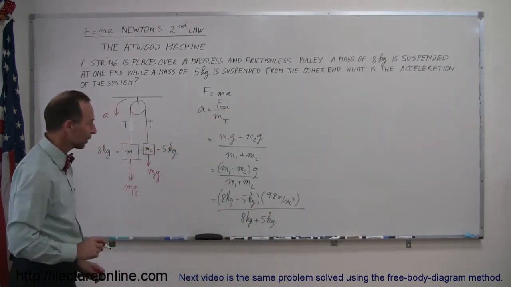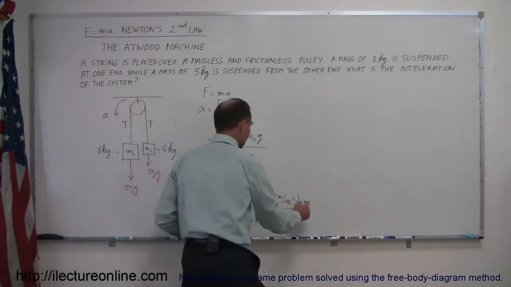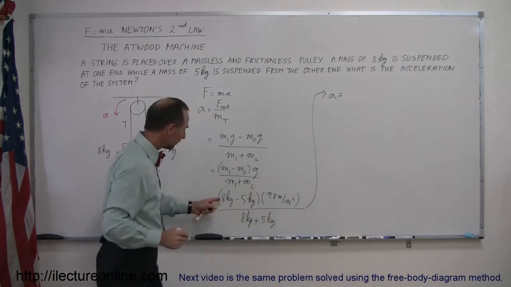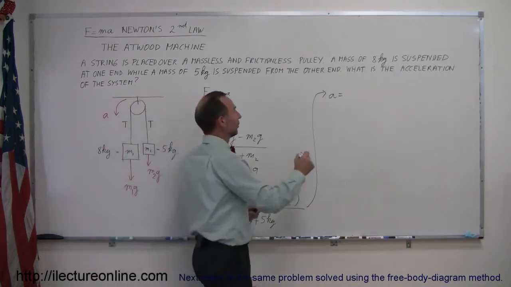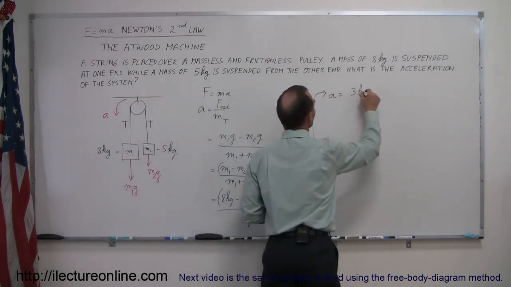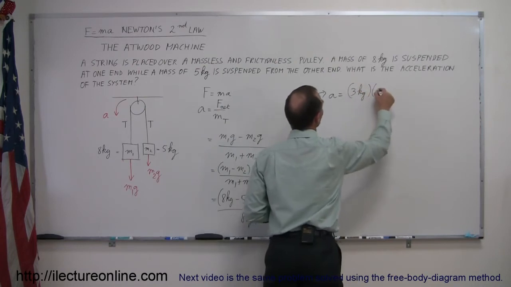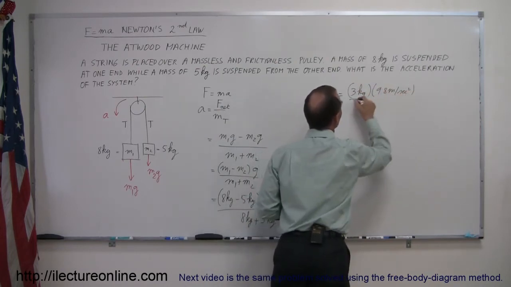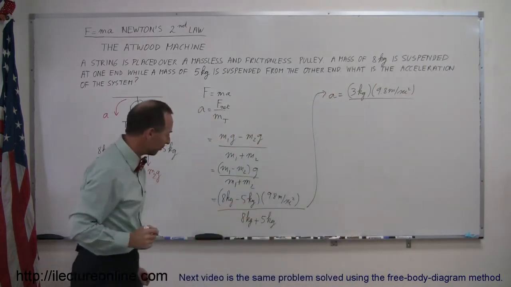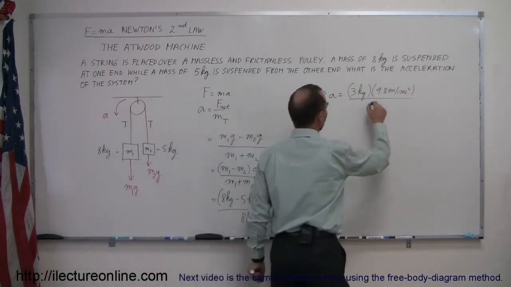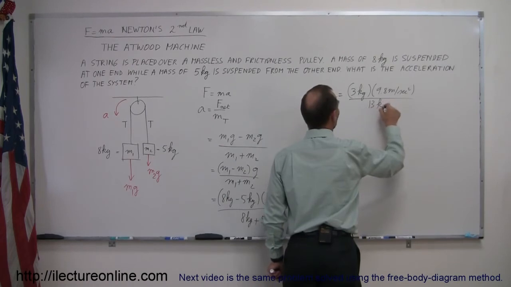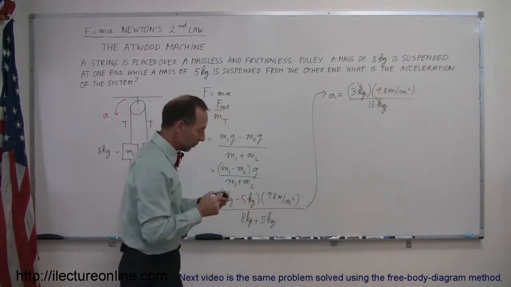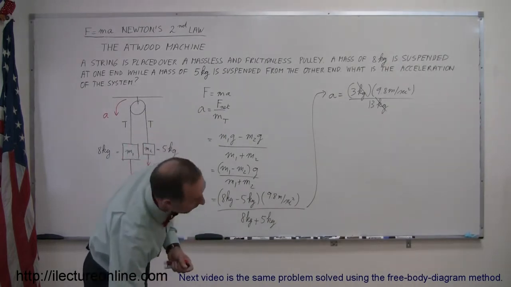All right, we can go ahead then and simplify it a little bit more. So we have the acceleration is equal to 8 minus 5 is 3. So that gives us 3 kilograms times 9.8 meters per second squared. In the denominator, we have 8 plus 5, so it gives us 13 kilograms. Notice that the kilograms cancel out. And now we grab our calculator, calculate the result.